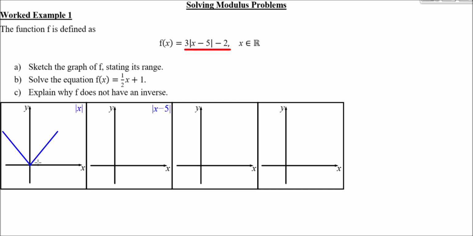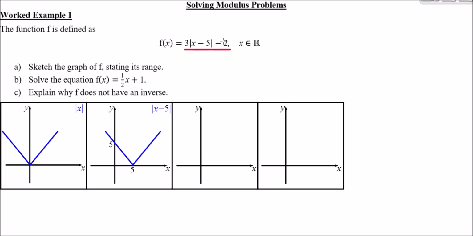So the origin here is going to move 5 along. The v vertex will be somewhere here. It's going to move 5 units to the right. So we now have this. The x-axis intercept will be 5, and the y-intercept will be 5. So labelling these on like so. X-intercept 5, y-intercept 5.